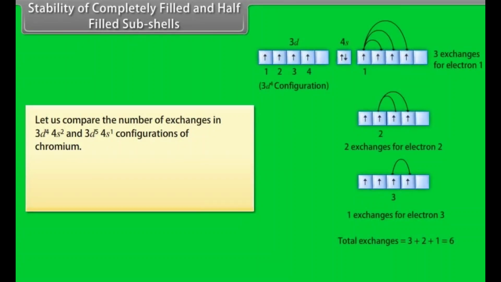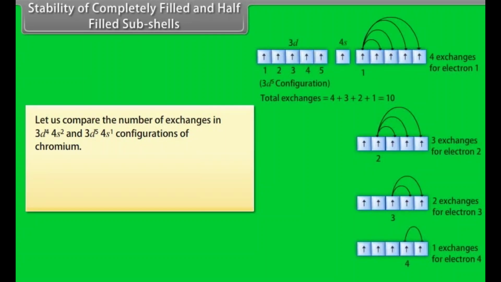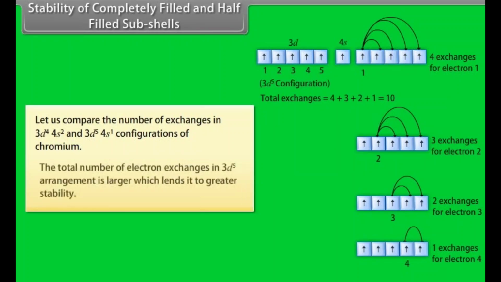Let us compare the number of exchanges in 3d4, 4s2 and 3d5, 4s1 configuration of chromium. Thus, in 3d4 arrangement, electron exchanges are 6, which implies that there are 6 possible arrangements with parallel spin in 3d4 configuration. The total number of electron exchanges in 3d5 arrangement is larger, which lends it greater stability.